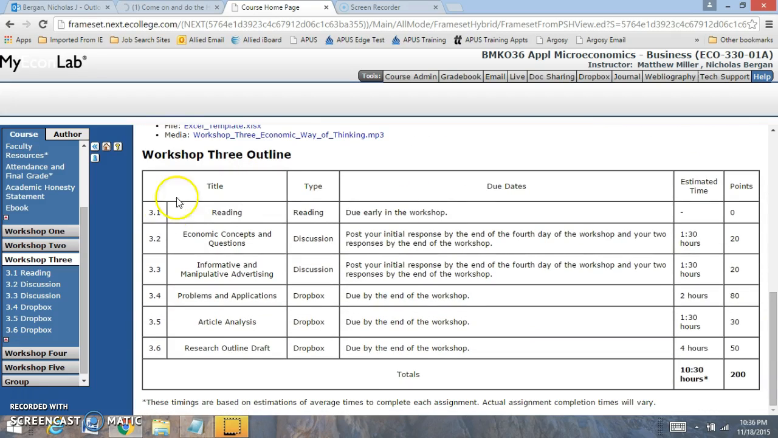So for this week, you have your readings. You have two discussion boards. Your initial post in the discussion board is due by day 4. Your two peer responses are due by the end of the workshop. You have the problems and application. That's a Dropbox assignment. You have your article analysis and your research outline draft as well. So you have 200 points this week. So you have a lot of points. So it's really important to focus your efforts on what is required this week.